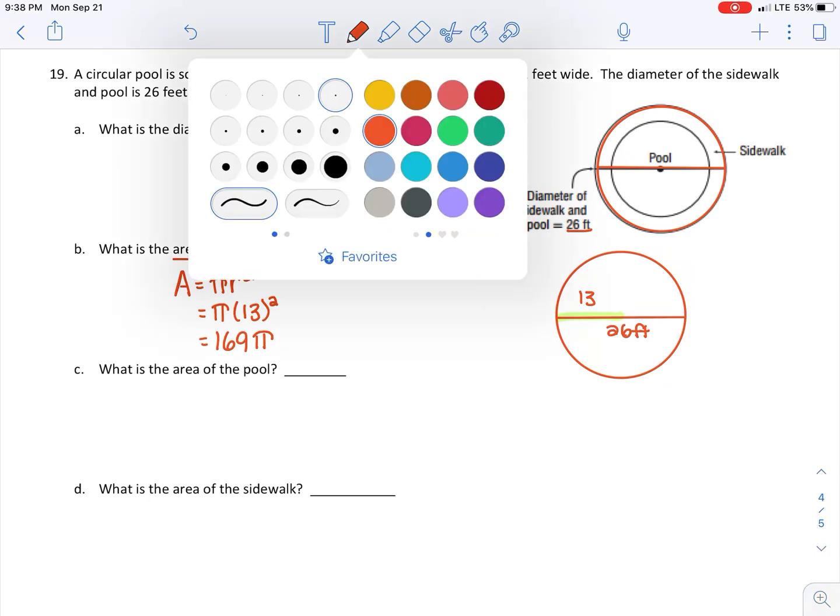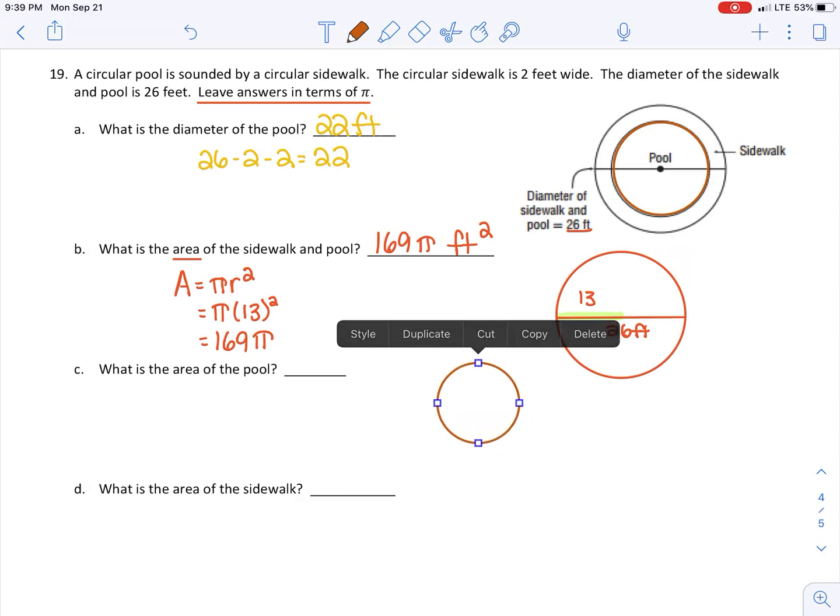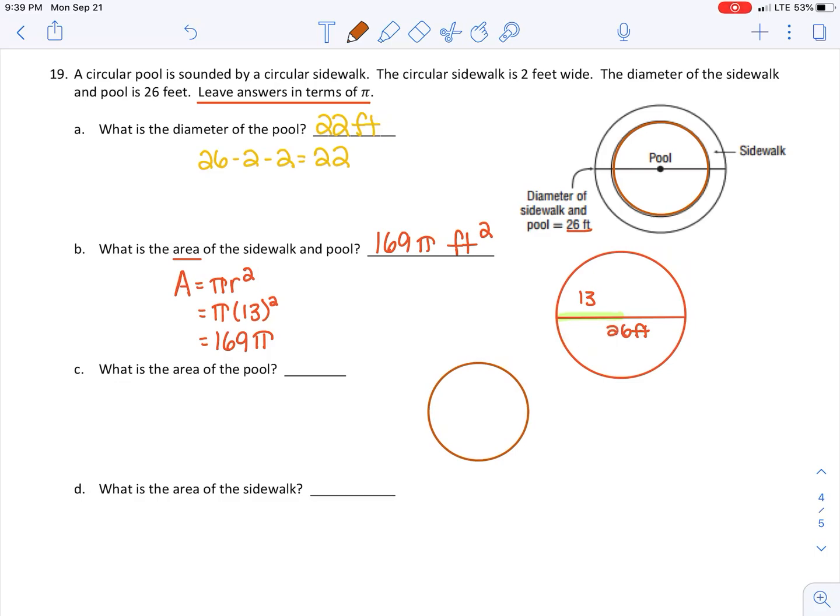Okay. Part C is asking us just to find the area of the pool. So this time, let me erase this. This time we're talking about just this smaller circle. So if we're talking about that smaller circle, I'm going to redraw that down here. So I have my circle, my pool. And the distance across my pool, we said earlier in part A, was 22 feet.